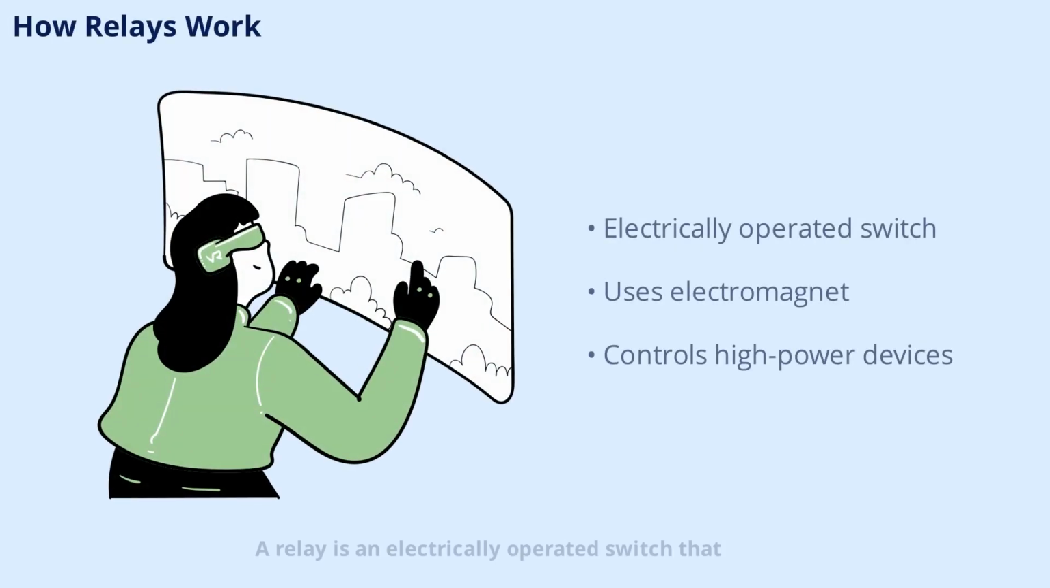A relay is an electrically operated switch that uses an electromagnet to open or close a circuit. When current flows through the coil, it creates a magnetic field that moves a lever, switching the circuit on or off. Relays are used to control high-power devices with low-power signals, making them essential in automation, vehicles, and home appliances.